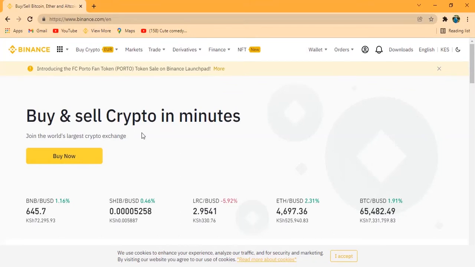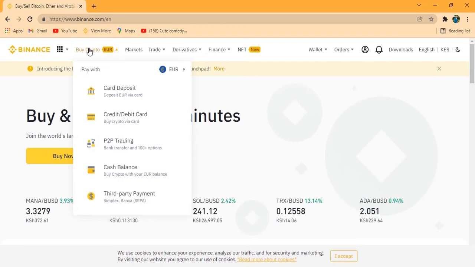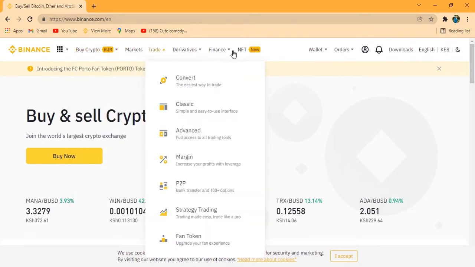So today we are going to learn something very important about Binance, especially on how to trade on Binance. I'm going to explain some features here on Binance, how you can deposit and then start trading. Something very easy.